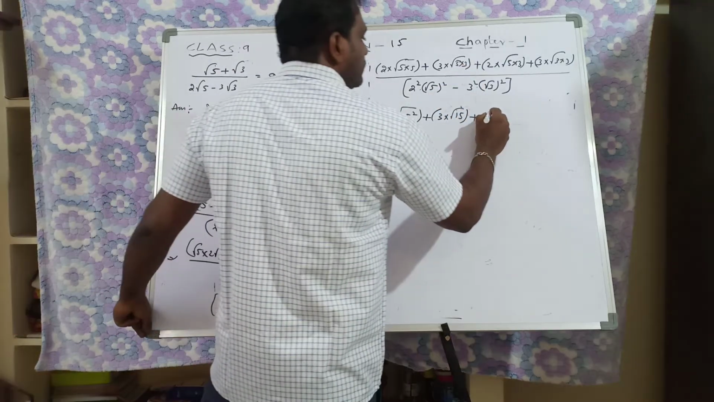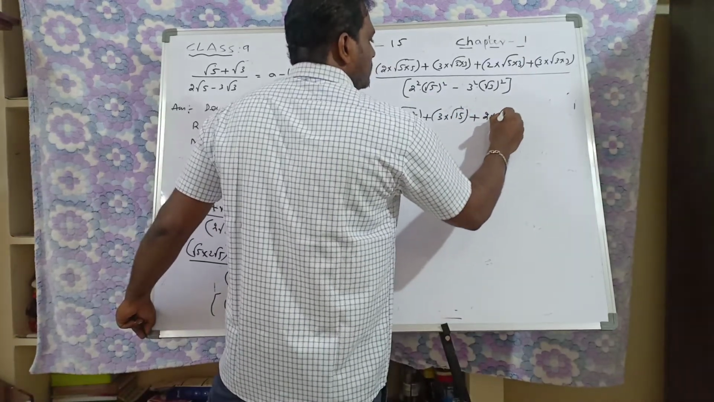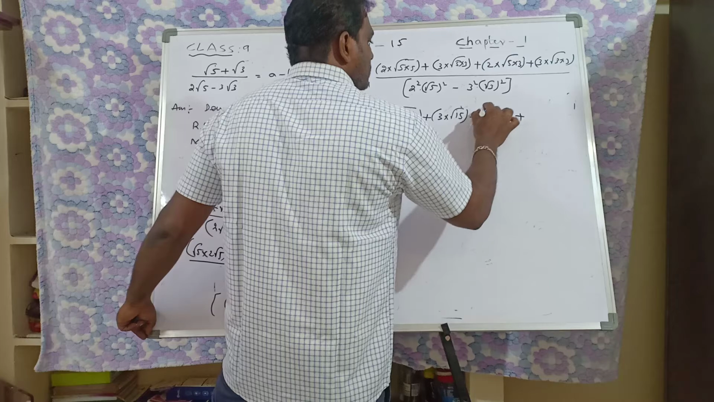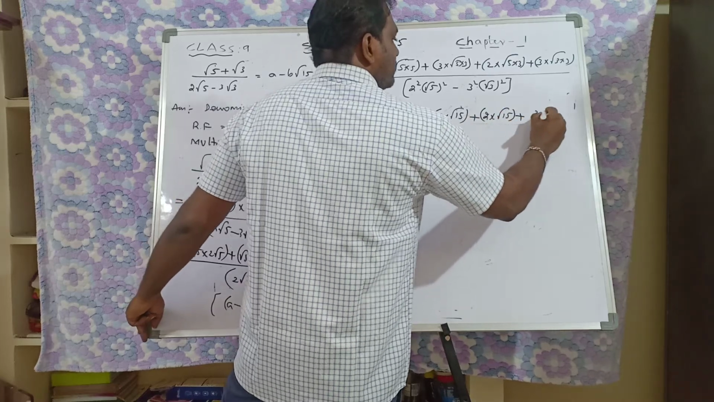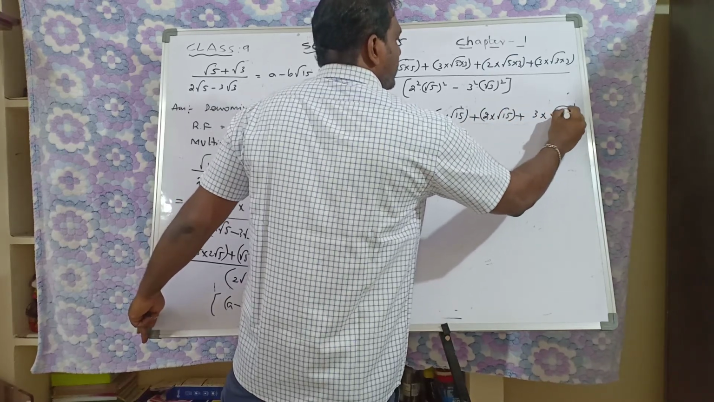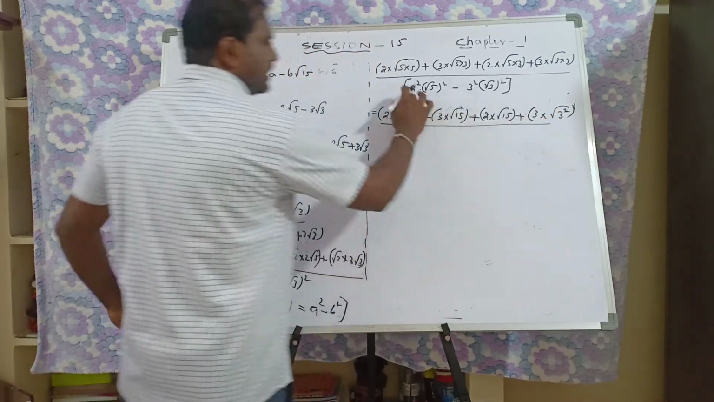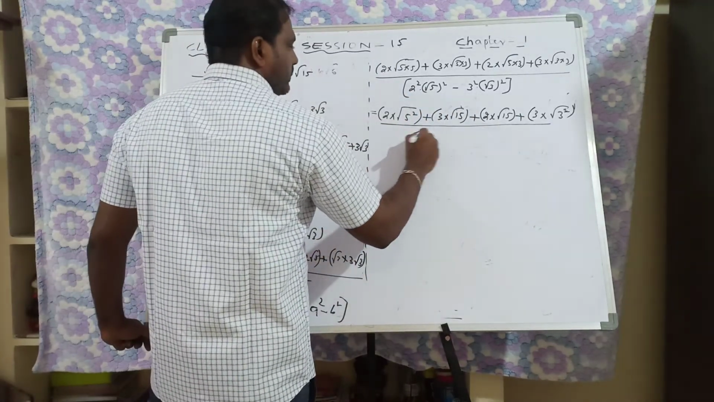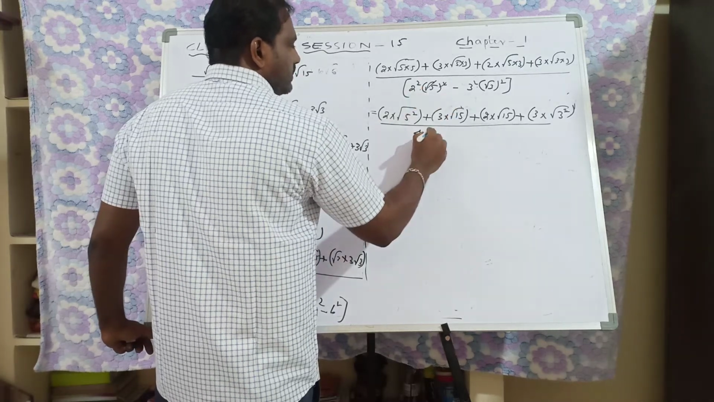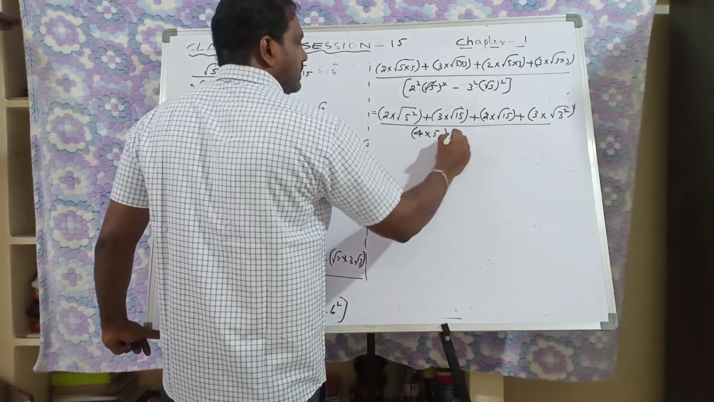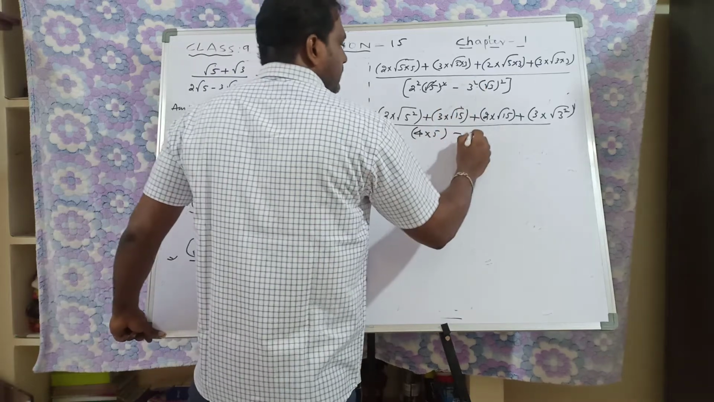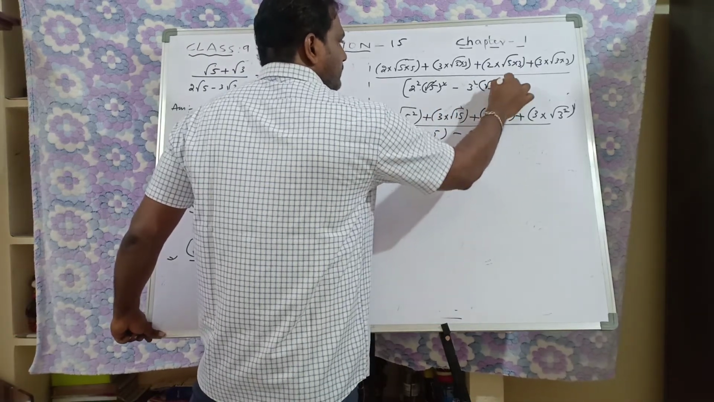This one, 2 into root 15, plus 3 into, look at this, I can write 3 square by, what will I get? 2 square is 4 and these two may cancel. 4 into 5 minus 3 square is 9 into 3. These two cancel.